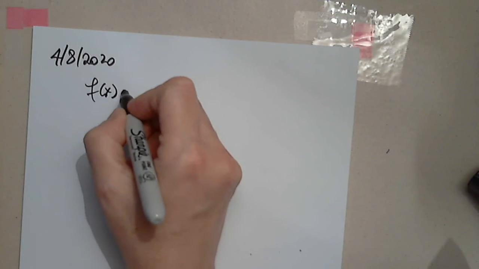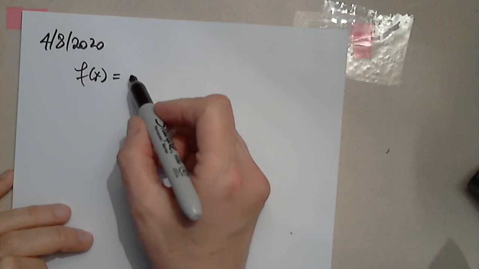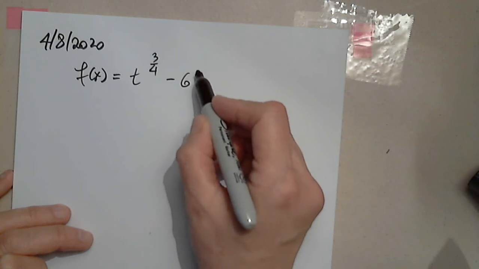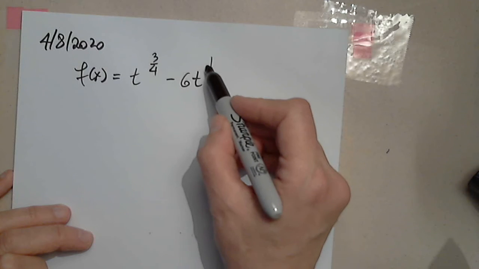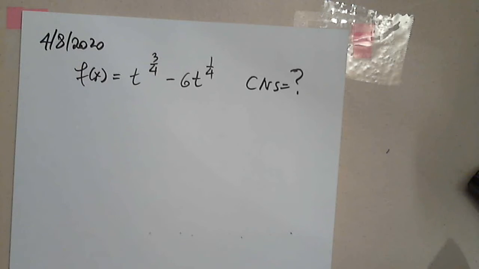I do have a math-related question. Please do. A web assignment question. Yes, please. It is from section 4.1. And at least for me, it was question 10. Find the critical numbers of the function t to the 3/4 minus 6t to the 1/4. Correct. Critical numbers, very good. Great job.